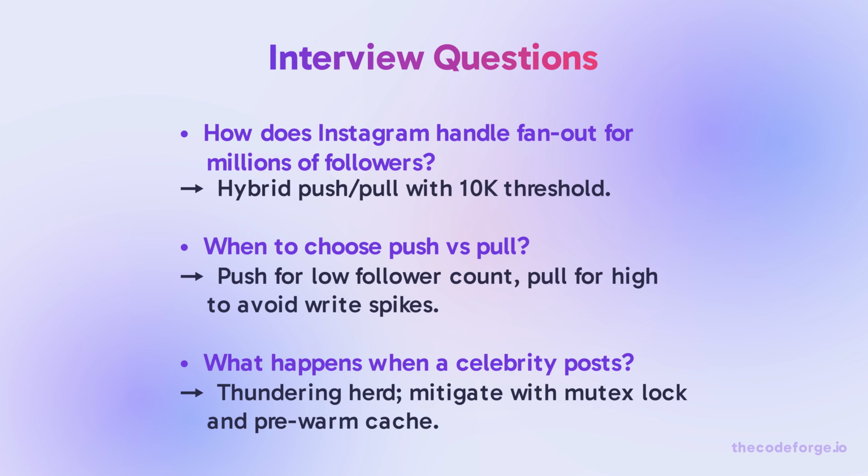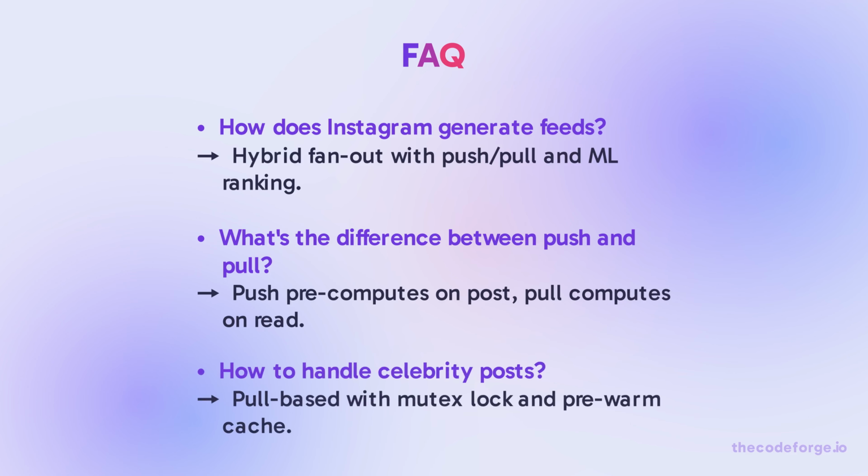What happens when a celebrity posts? Thundering herd, mitigate with mutex lock and pre-warm cache. And a few frequently asked questions. How does Instagram generate feeds? Hybrid fanout with push-pull and ML ranking.